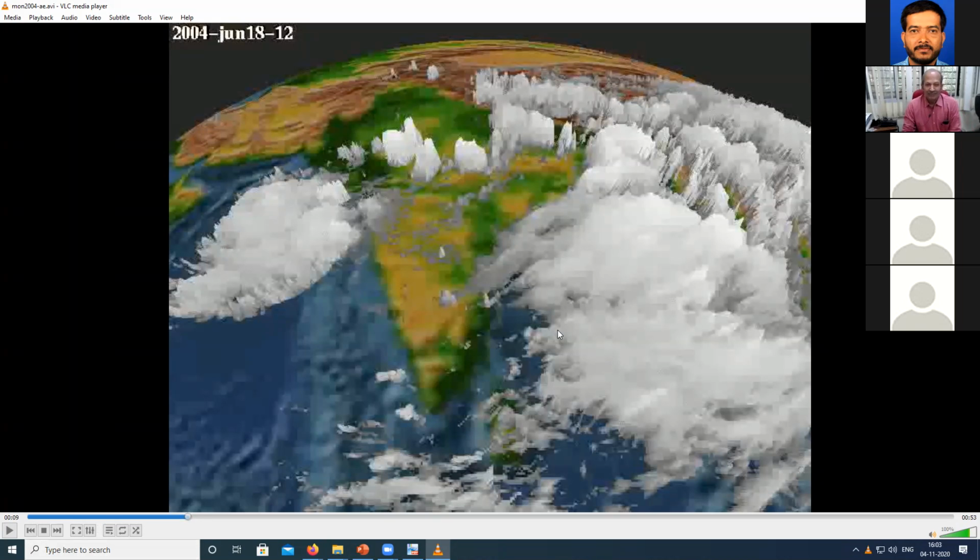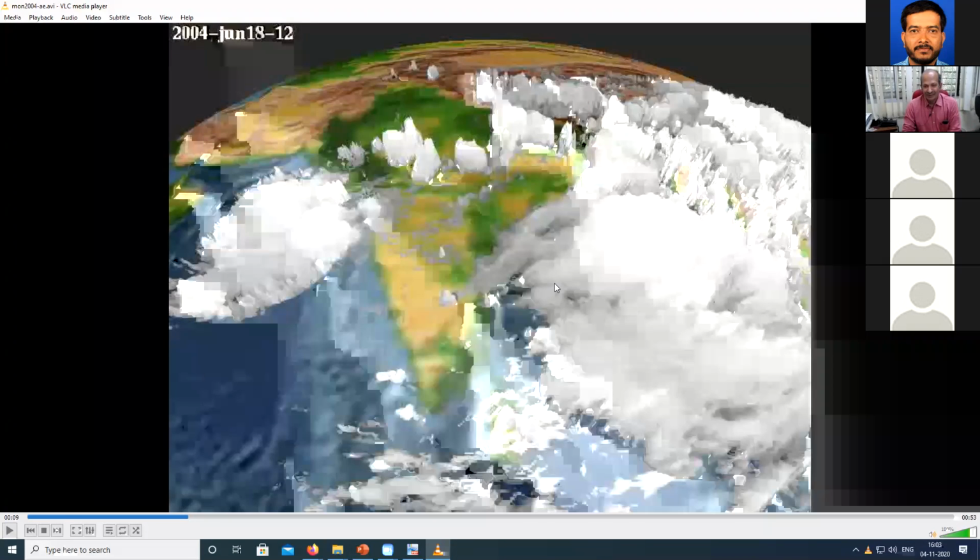When you see this picture, all these are cloud systems which form over the Bay of Bengal. This is the Arabian Sea. Then this is the Tibetan High. And you see the influence of the strong Tibetan anti-cyclone over there. And just watch how complex this entire thing is. Clouds form somewhere, they move somewhere, they dissipate somewhere else.